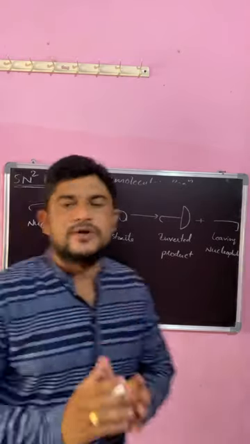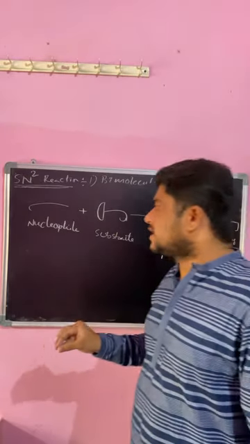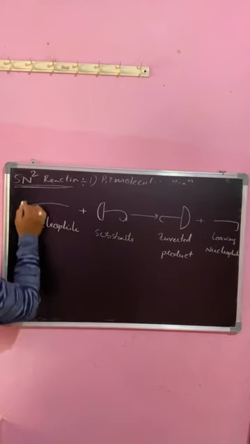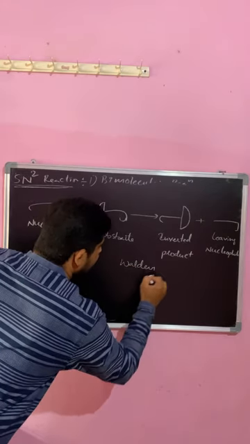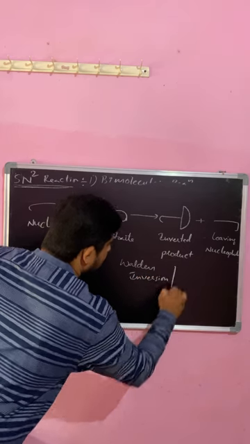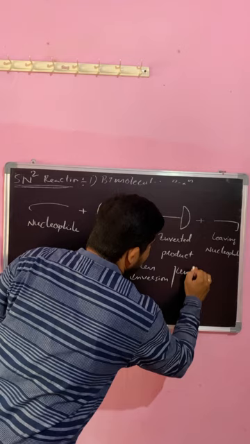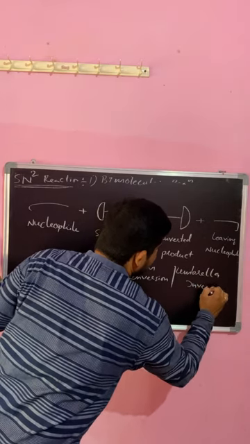Here in the SN2 reaction, the inverted product is formed. So this inverted product is called Walden inversion. It is called what? Walden inversion, or it is also called umbrella inversion.